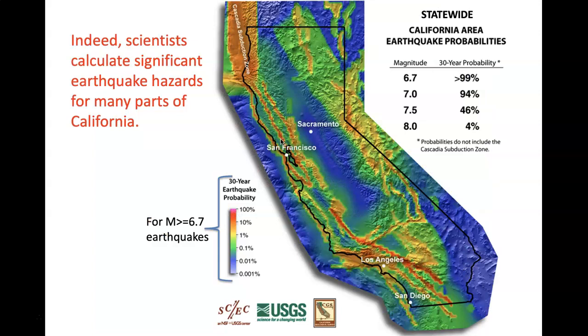Now here is a probability map put together by scientists over a 30-year window of time, and this began in 2007, so it's already been more than 10 years since this probability map was created. And it's giving the statewide probability of earthquakes of a various type of magnitude, and then the percentage probability. And so the colors indicate the probability.